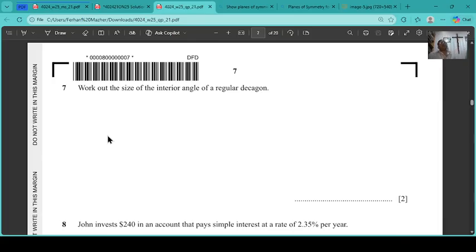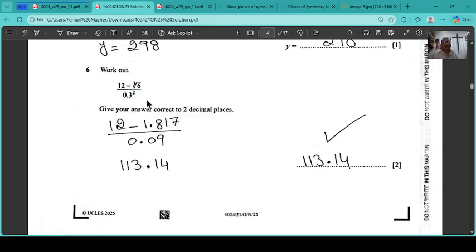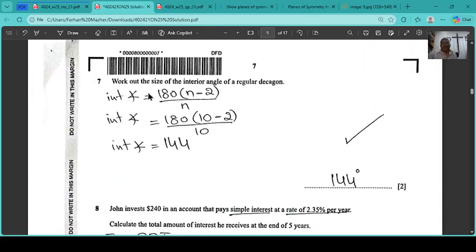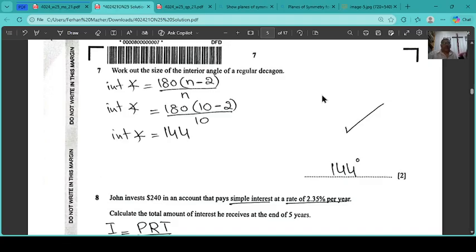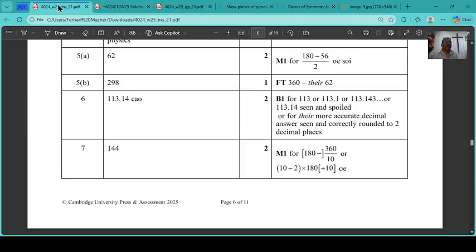If you have a regular polygon, the internal angle is equal to 180 bracket n minus 2, the whole thing divided by n. Decagon means 10 sides. So in place of n, I will put the number of sides, which is 10. The internal angle will be 180 multiplied by (10 minus 2), divided by 10. That will give you 144 degrees. 144 degrees is the right answer, sir.